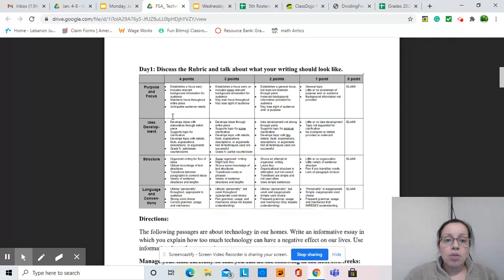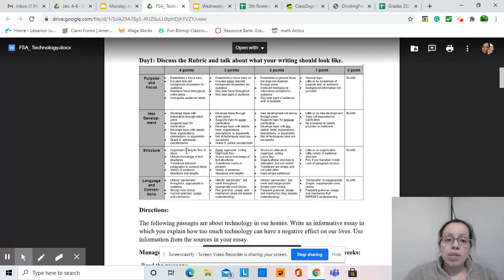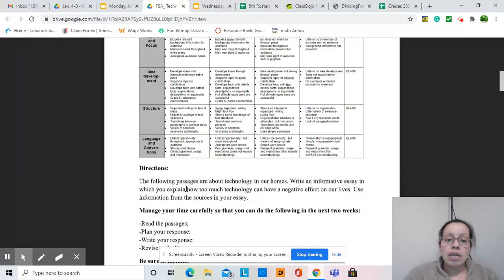Please read carefully through the idea development for number 4, the structure part for number 4, and the language and conventions, which means your language mechanics for number 4. If you follow all of the instructions we've given for language mechanics, you should be able to get a 4 along the way. Read that. Make sure that you read through all of this for today.